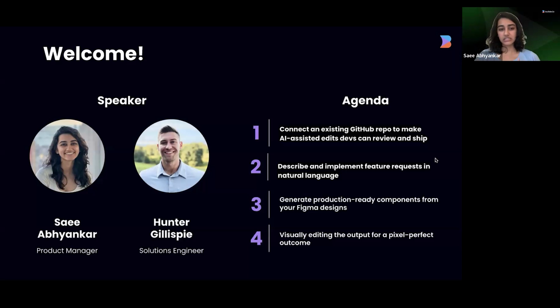As a part of these edits, we're going to be implementing a feature in Builder's own web app using just prompts, no code. We also have a Figma design that our designer has provided as a part of that feature. And we're going to be looking at how to import that Figma design into Builder and use it to build our feature. And at the very end, once we've prompted and Figma imported our way into something that works and looks good, we're going to be visually editing that output to just make sure the outcome is pixel perfect.